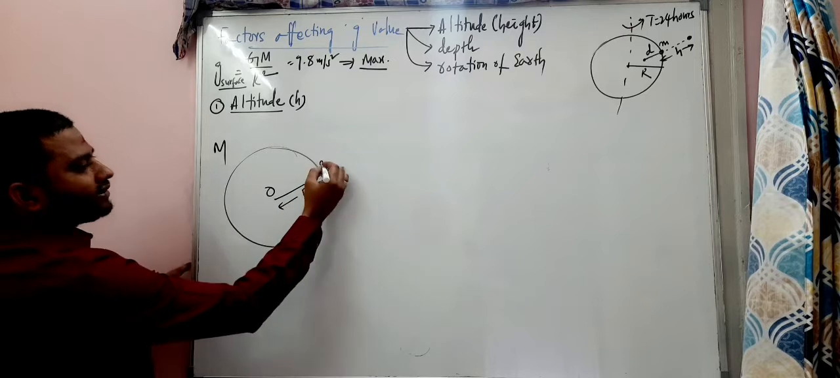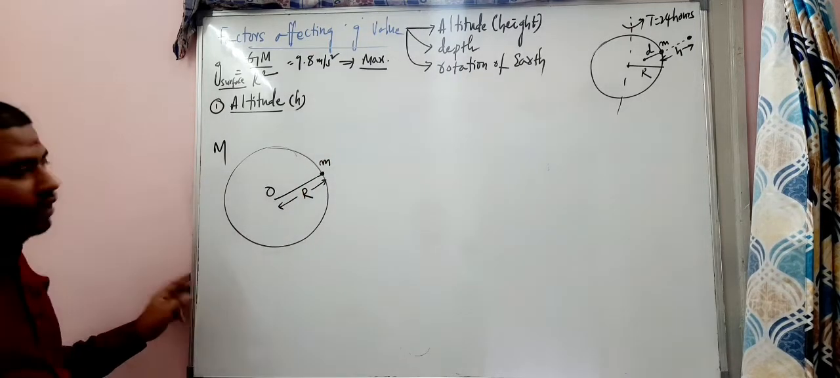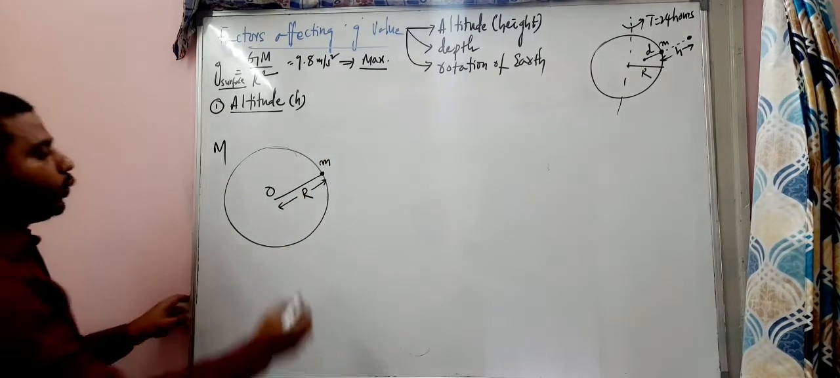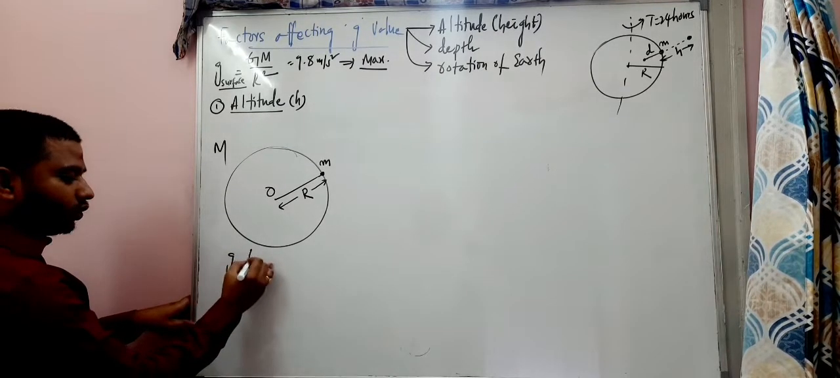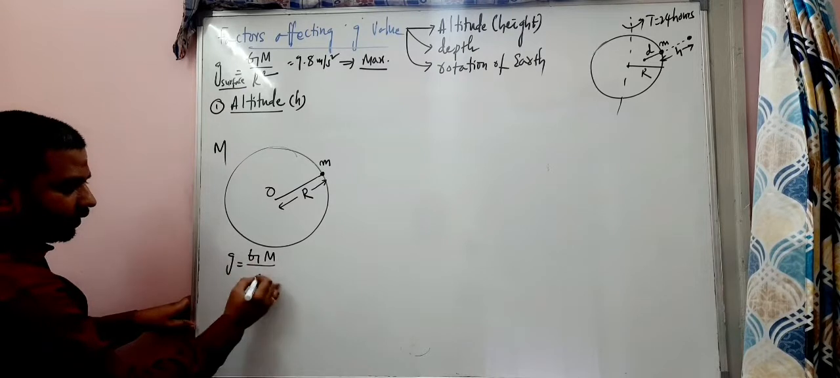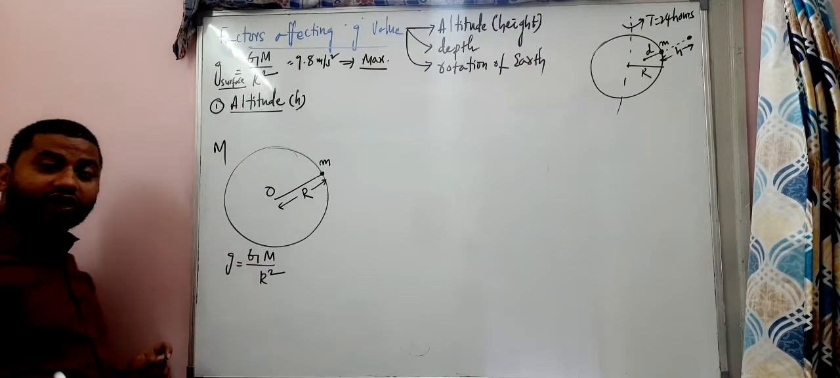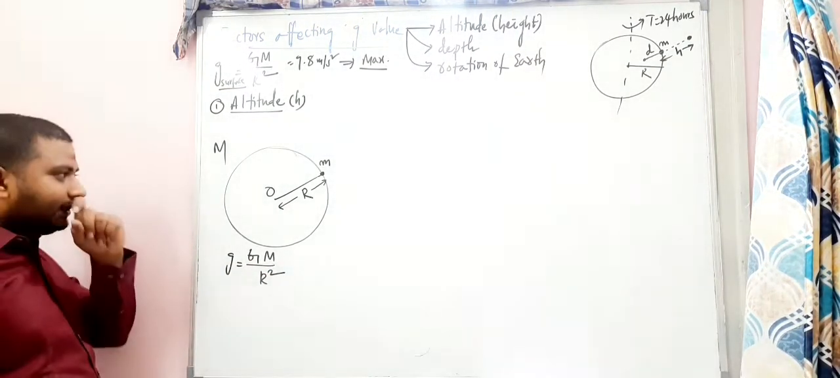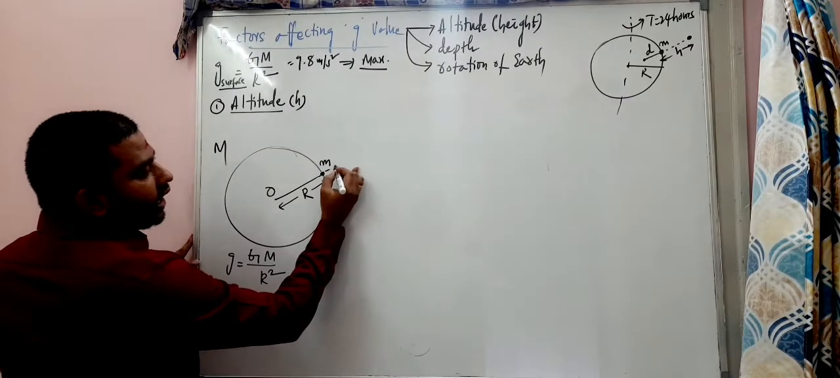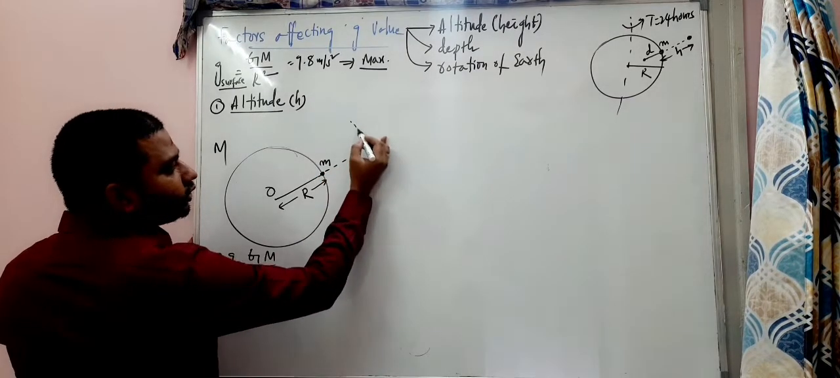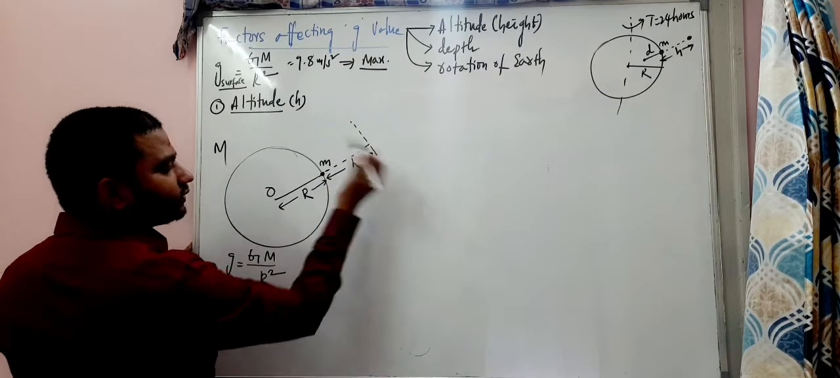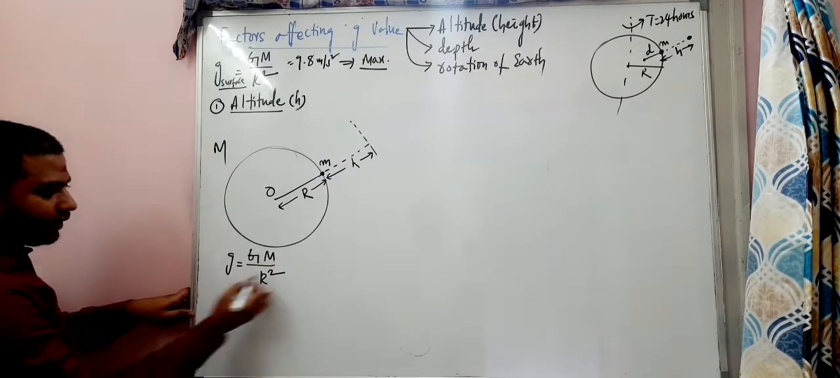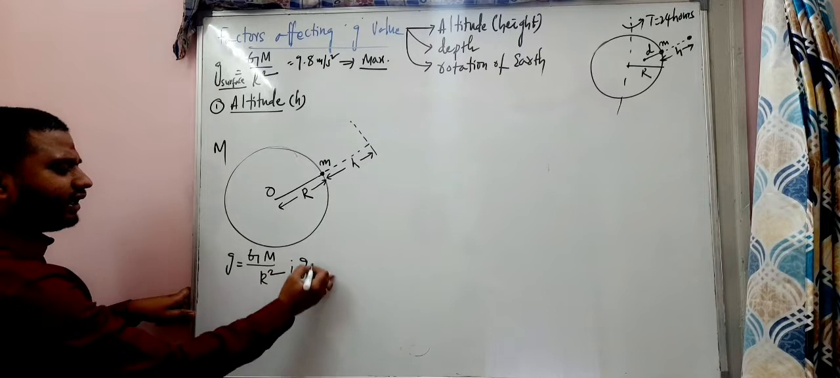Initially, the mass is kept on the surface. When it is kept on the surface, we have g equal to capital G capital M by R squared, on the surface. Now, from here I have just taken the body to some height. This is the height h. So the acceleration due to gravity at some height.